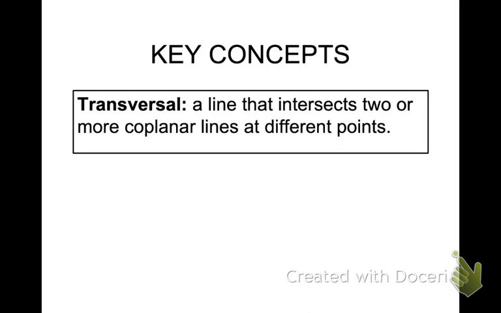Okay, so a transversal is a line that intersects two or more coplanar lines at different points. When you had your two lines, you drew in your transversal. It didn't matter what angle your transversal came in at, you made your transversal. Okay? All right, so the angle pair relationships that occur.